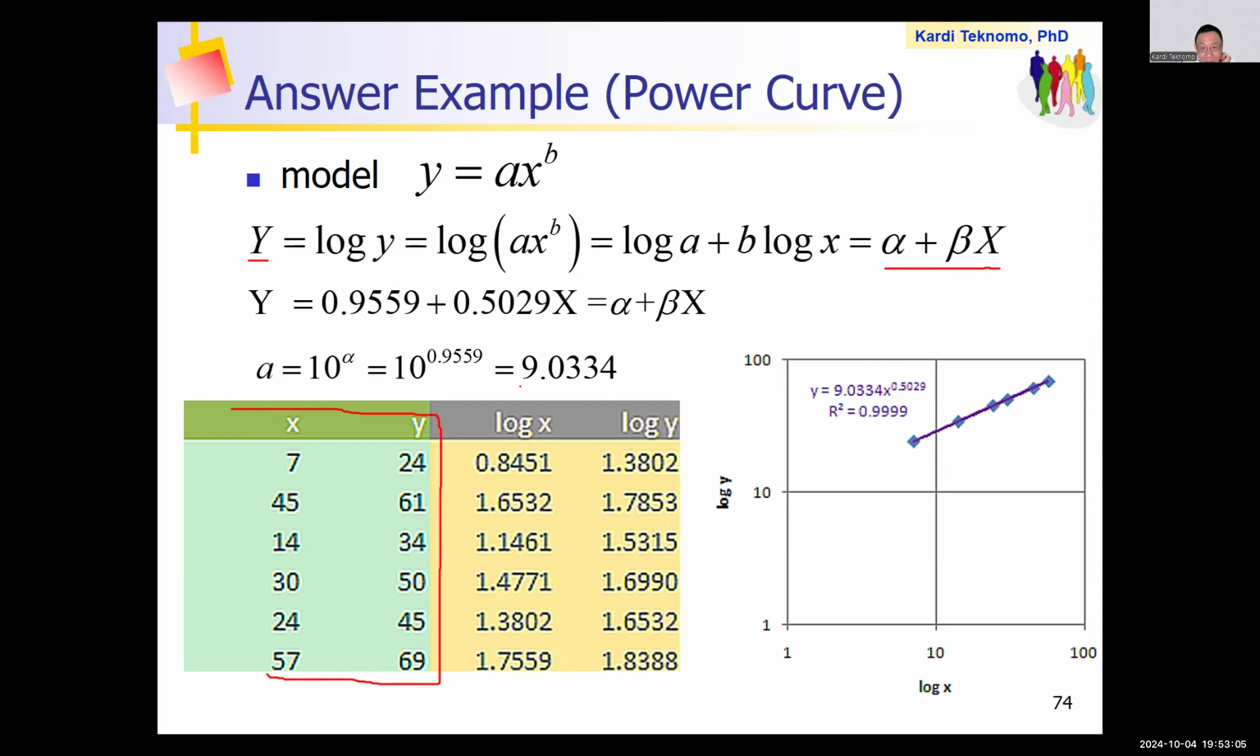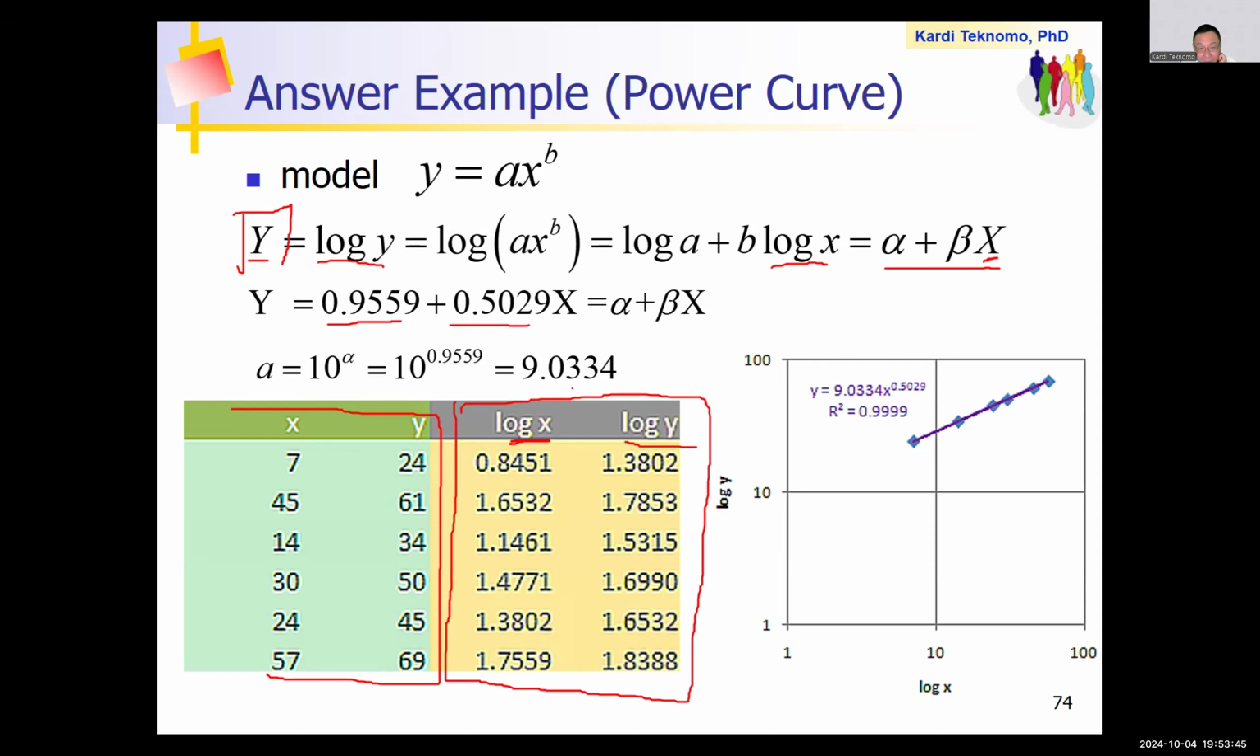You need to transform this data into new data, where capital Y is actually log Y, and capital X is actually log X. So the one where you get the slope and intercept is from log X and log Y. When you get the slope and intercept, you will get this. This is the intercept, this is the slope.